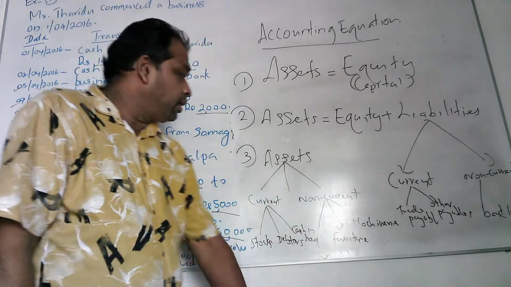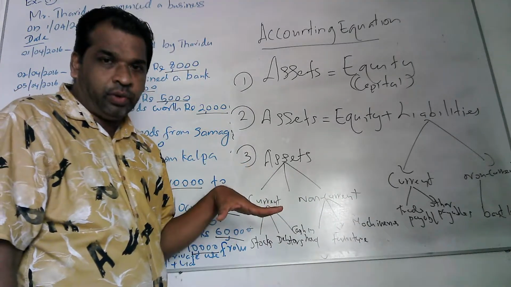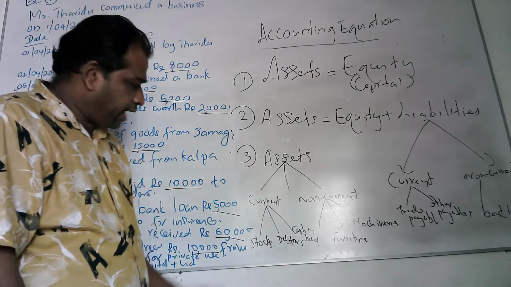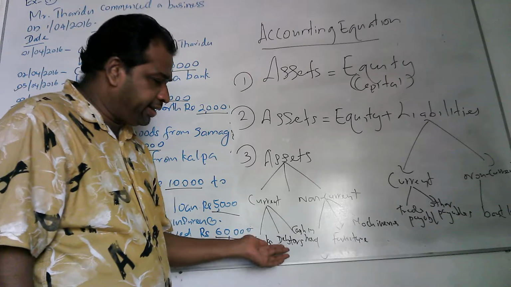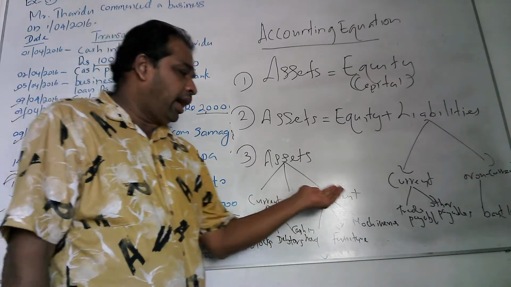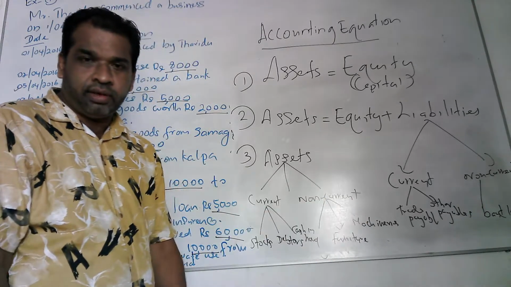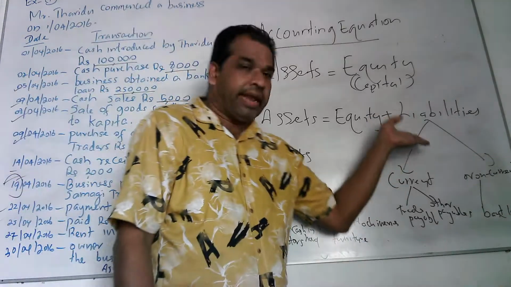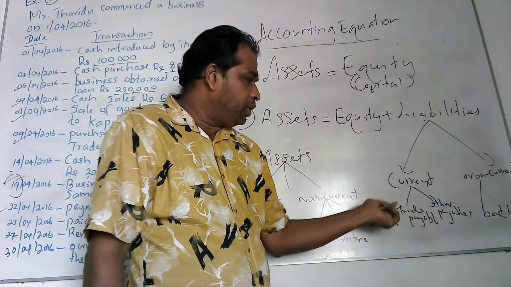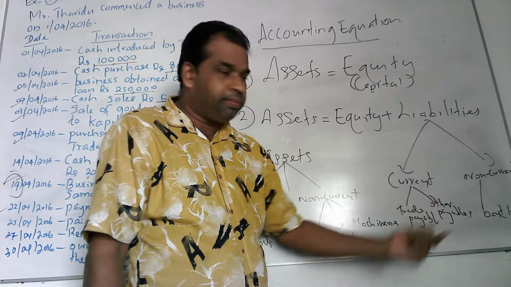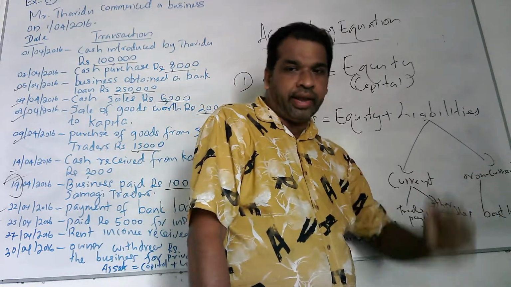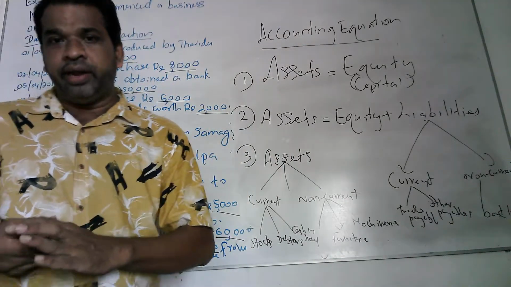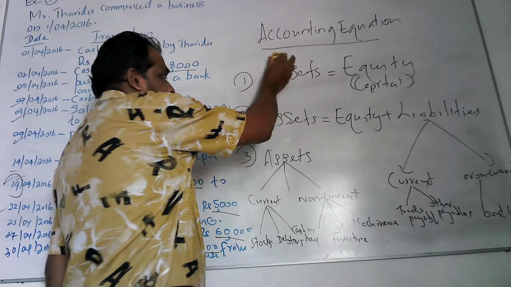I will repeat. The examiner will offer you an account equation like this: assets, current, non-current. Under current, stocks, debtors, cash in hand, cash at bank. And non-current: furniture, machinery, building, land, company equipment like that. Even under liabilities, the examiner will offer you current liabilities, trade payables, other payables, and non-current liabilities, under that bank loan. Like that, the examiner will expand the account equation. Then you have to identify the given accounting equation.